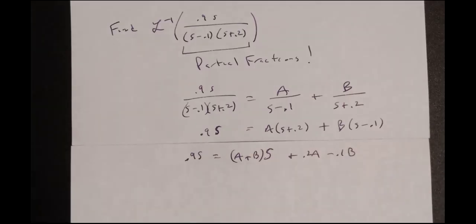And now I have two equations in two unknowns. The coefficient of S has to match the coefficient of S, and the constant has to match the constant. What's the constant on the left? Bing. So A plus B equals 0.9, and 0.2A minus 0.1B equals 0.